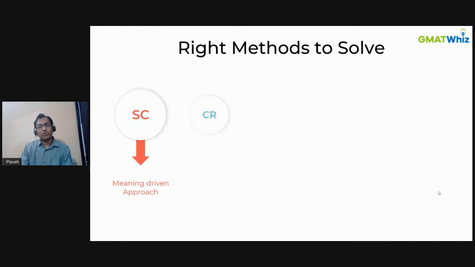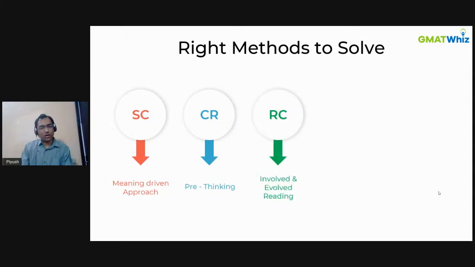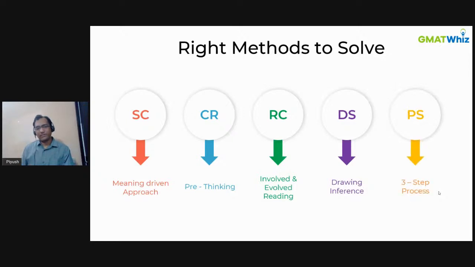Then for CR, you should follow the pre-thinking approach. For RC, you should follow involved and evolved reading. For DS, someone was asking, you should follow the approach of drawing inferences from the question stem first. That's a 3-step process as well, but the first step is the most crucial one. And for PS, we have a 3-step process that we teach as well. So these are the right approaches that one should follow to solve questions.